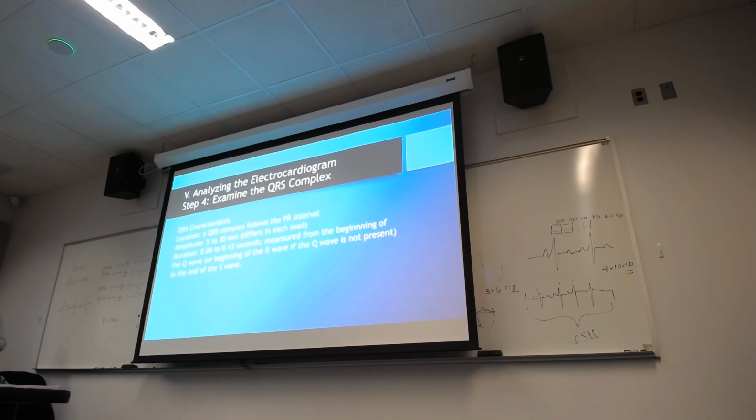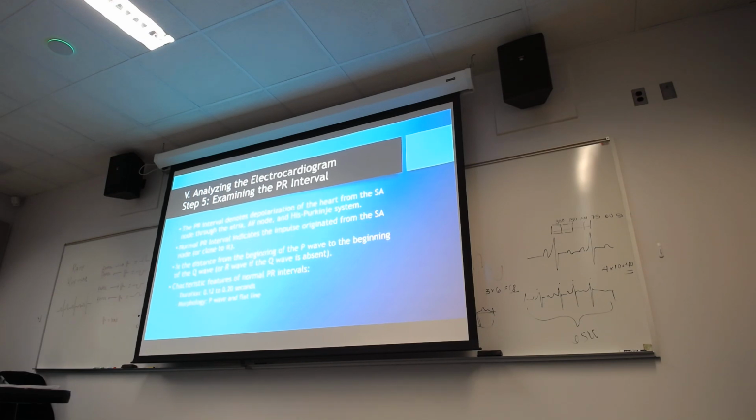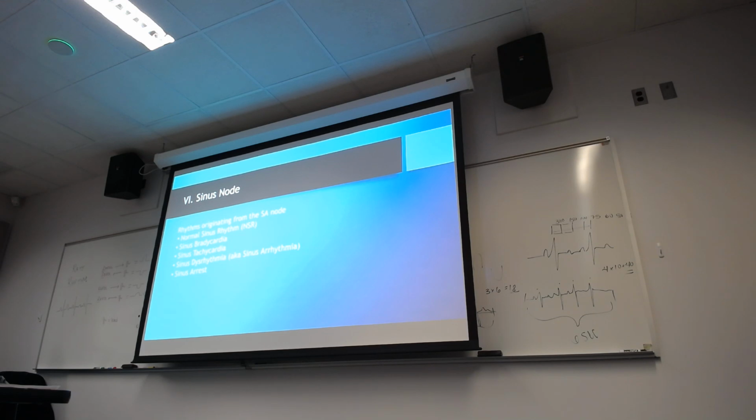For the QRS complex, you're going to say, is it narrow, is it wide, right? We had that interval of like 0.12 seconds for our QRS. So if it's narrow, it's very small. If it's wide, it's going to be longer than that. And we're measuring that at the baseline, at the isoelectric line. PR interval we talked about already.